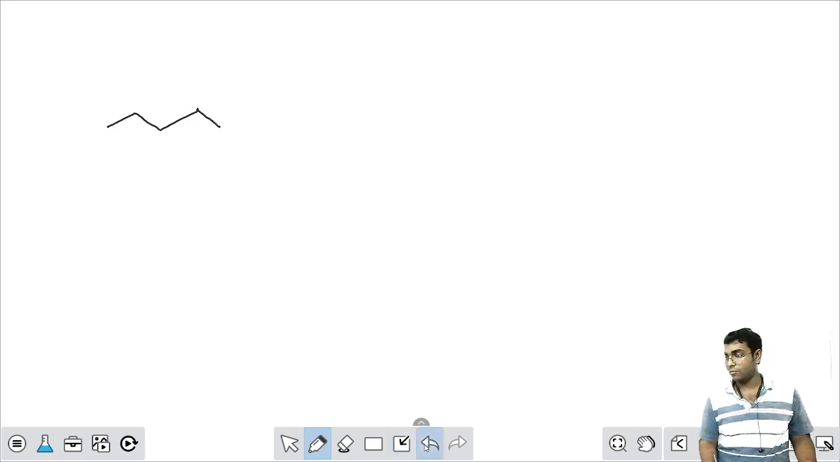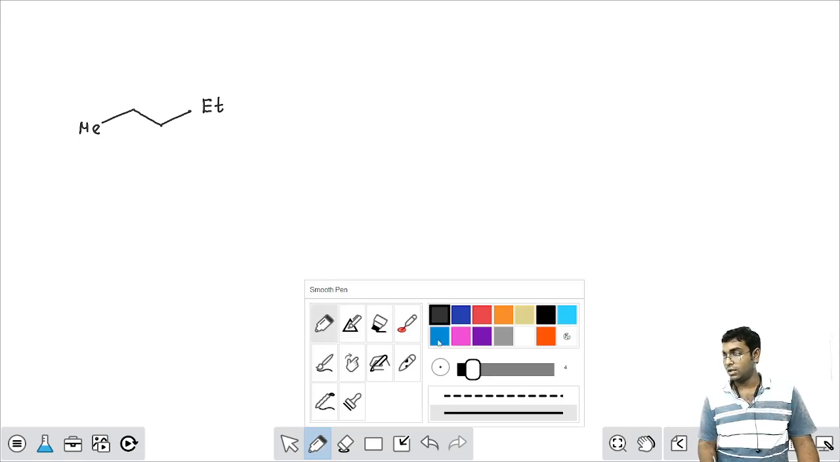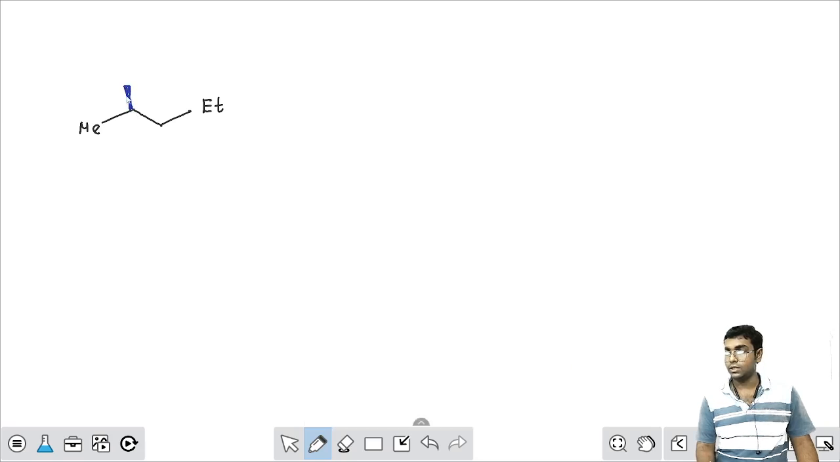Let's try from the C2, it will be easier for you guys. So this is methyl, this is ethyl. You all know about the bond notation, right? Here the substituents are one above the plane and one below the plane. Let's take Cl above the plane and Br below the plane. This is one carbon atom, and here also one will be above and one below. Let's take iodine as the above and fluorine as the below.